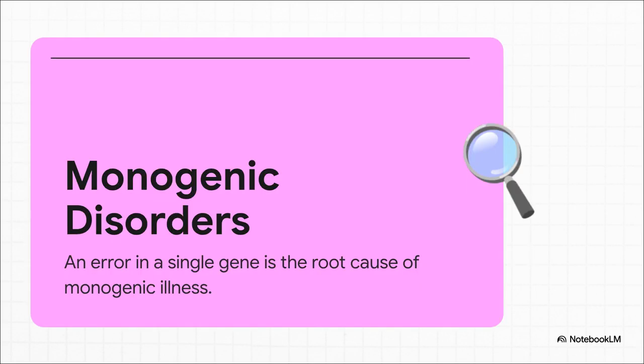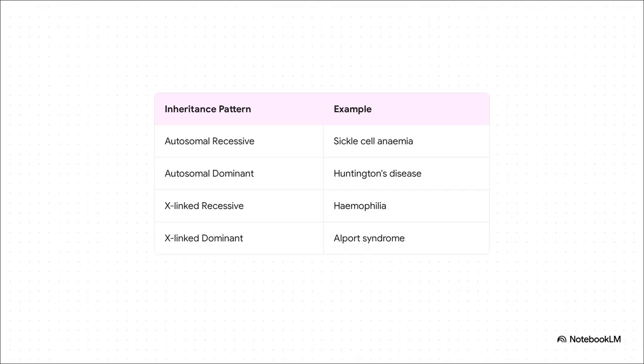Sometimes the bug is really small. It's in just a single gene. We call these monogenic disorders, and it's where one single faulty gene is the root cause of an entire disease. And these single gene disorders, they follow predictable inheritance patterns. Some, like sickle cell anemia, are recessive, which means you need to get a bad copy of the gene from both parents. But others, like Huntington's disease, are dominant. Just one bad copy is enough to cause the illness. Understanding these patterns is absolutely crucial for tracking genetic diseases.